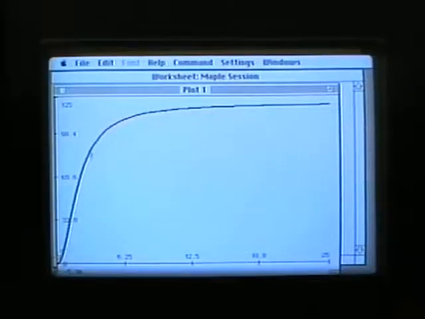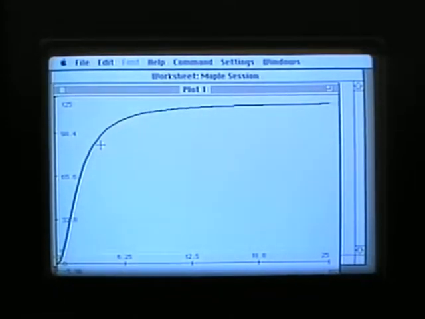We can also look at the fact that it's increasing very rapidly at first, and then it starts to level out. And where does it start to level out? Where's a good point to start talking to the video company?